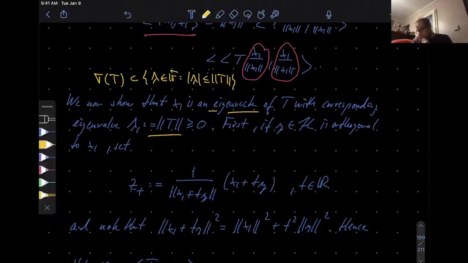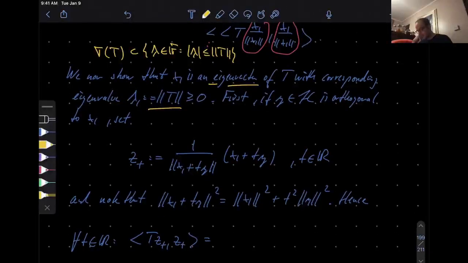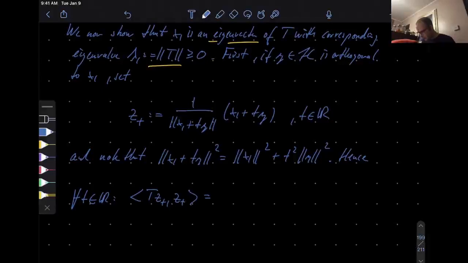Good. Now how to show that this is really true, what I'm saying here, aka that x1 is an eigenvector with eigenvalue lambda1, which is the operator norm? Well, there's a little bit of trickery involved. So we define this family of vectors. They're indexed by a continuous variable t, an arbitrary real number. So these are unit vectors. They have unit length, and the y here is a vector orthogonal to x1.